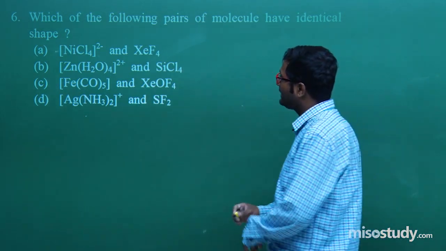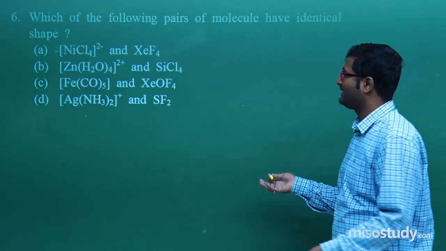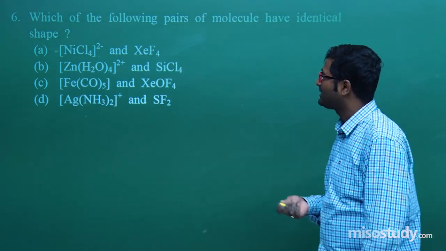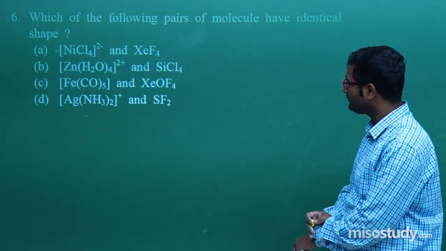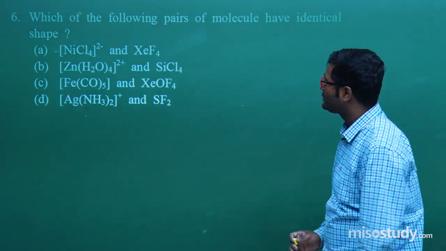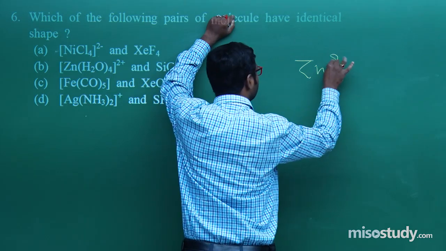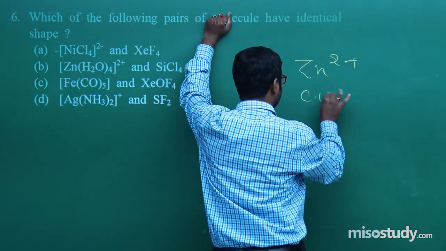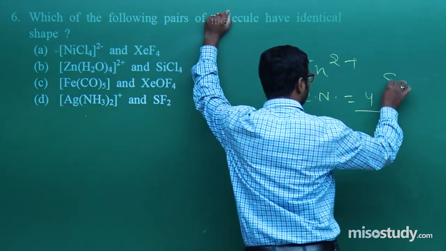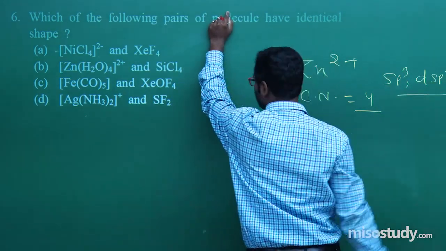Now, identical shape: if I talk about NiCl4 and XeF4, by a simple calculation we can predict they do not have the same hybridization. But if I talk about [Zn(H2O)4], the second option, check it out. Zn is in +2 oxidation state and the coordination number here is 4. If the coordination number is 4, either sp3 or dsp2 hybridization is possible.